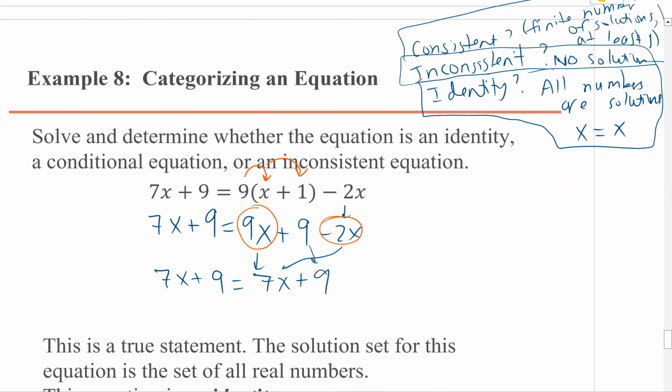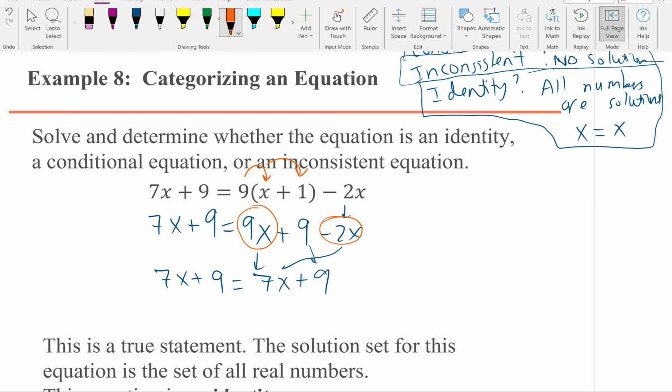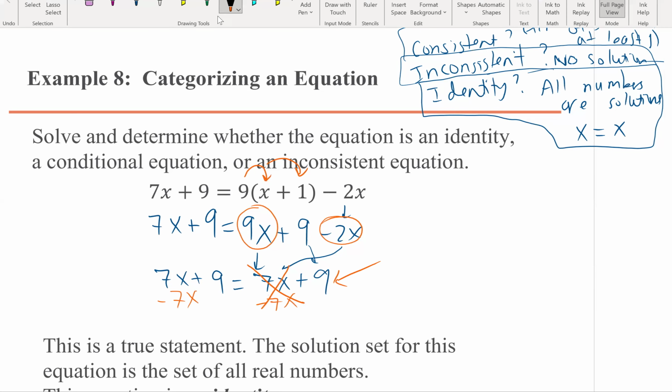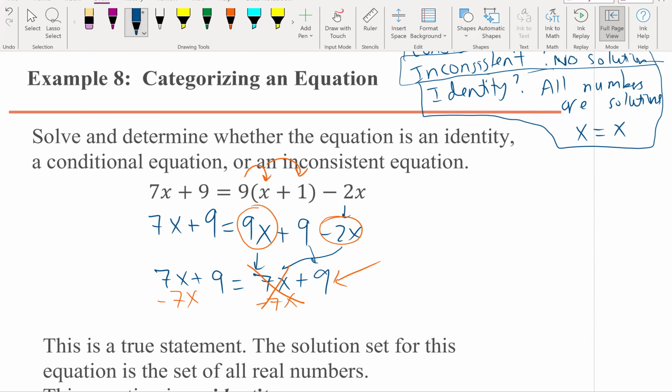Now I'm seeing this is 7x plus 9 equals 7x plus 9. That's always true. The left side and the right side are exactly the same. So I'm kind of expecting something weird to happen, but let's pretend it's not going to. Let me move this 7x to the left side to try to get the variable terms on the left. But the 7x minus 7x on the left becomes 0.